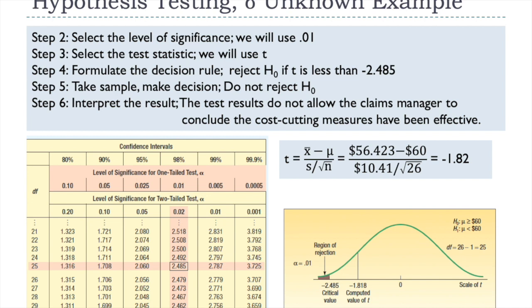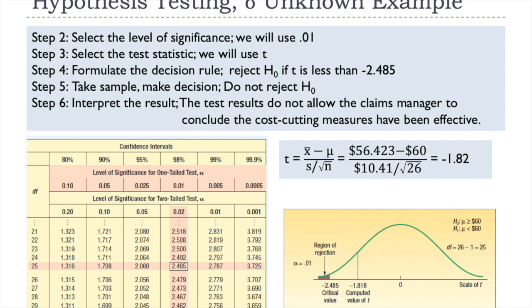And so then we take our sample and make the decision. So here is the formula again that we're going to use. And so for our sample, the sample mean was $56.42. Okay. Our population mean, remember, was 60. We're dividing by our sample standard deviation and then the square root of the sample size. And so we get a t value of minus 1.82. And so you can see where that would lie under the curve.